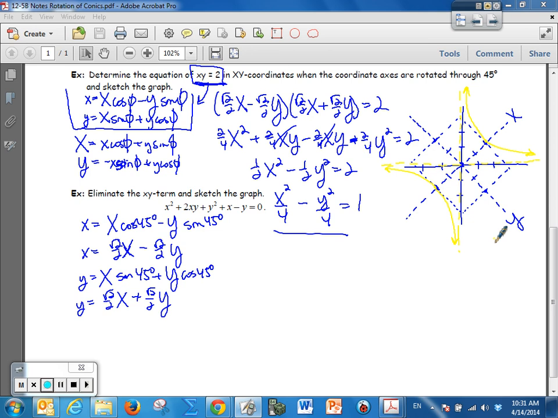And that's our graph. That's a rotated graph. It's just like a regular graph. We just draw dotted line axes, shift our paper, and then graph on that. Okay? Is that okay?